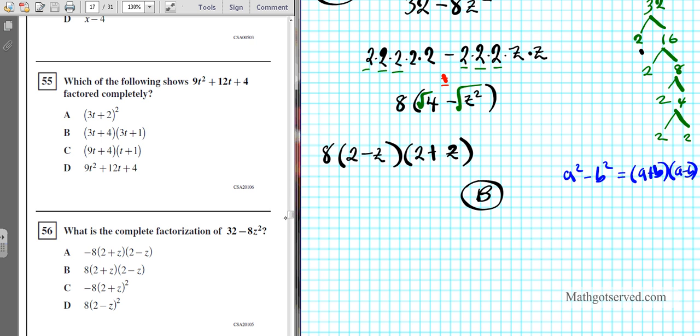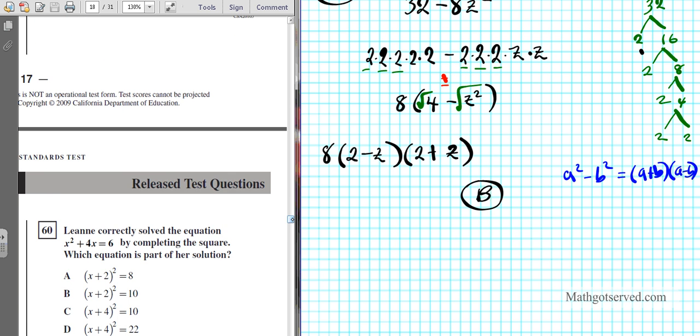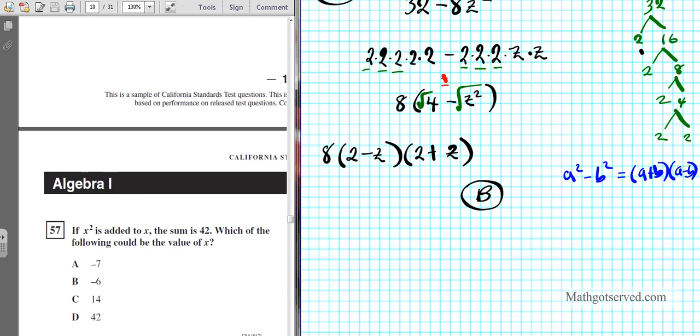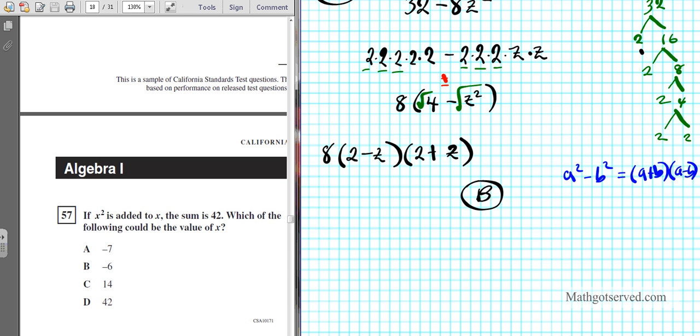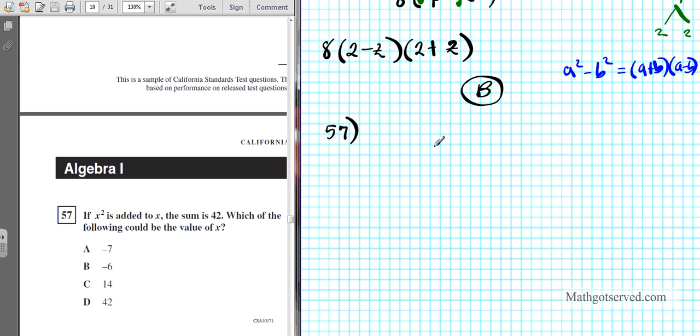All right, let's move on to the next question. Question number 57. It says x squared is added to x. The sum is 42. Which of the following could be the value of x? So we have x squared, added means plus, to x.